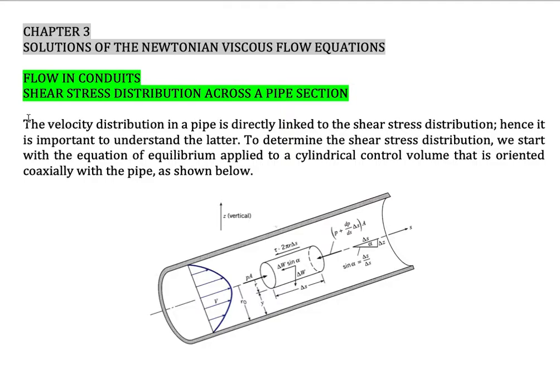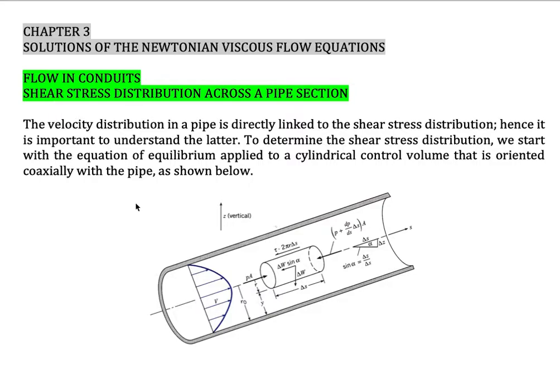This is the flow in a conduit: shear stress distribution across a pipe section. The velocity distribution in a pipe is directly linked to the shear stress distribution, hence it is important to understand the latter. To determine the shear stress distribution, we start with the equation of equilibrium applied to a cylindrical control volume that is oriented coaxially with the pipe as shown below.